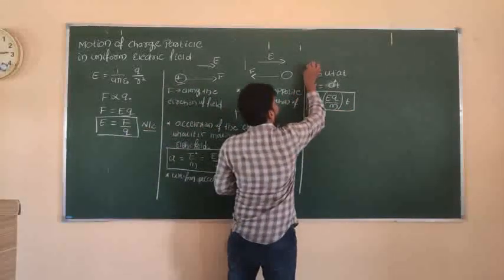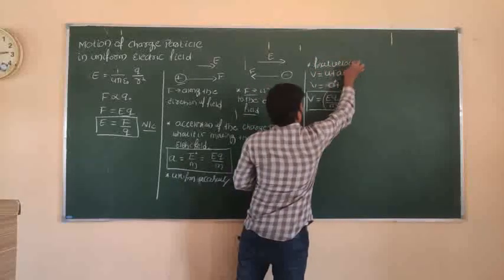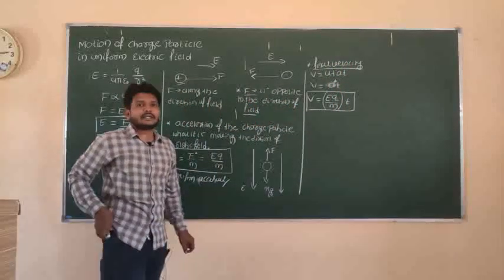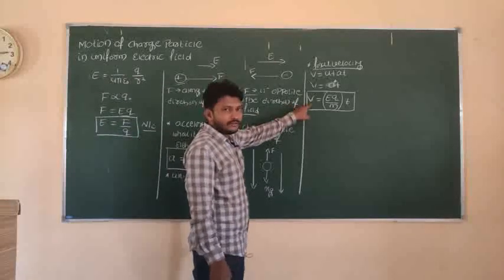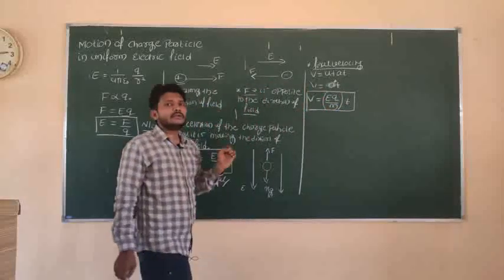So remember this equation, final velocity here. So in case of a charge particle, when the charge particle is moving along the direction of the electric field, what is its final velocity? V is equal to E into Q divided by m into t here.